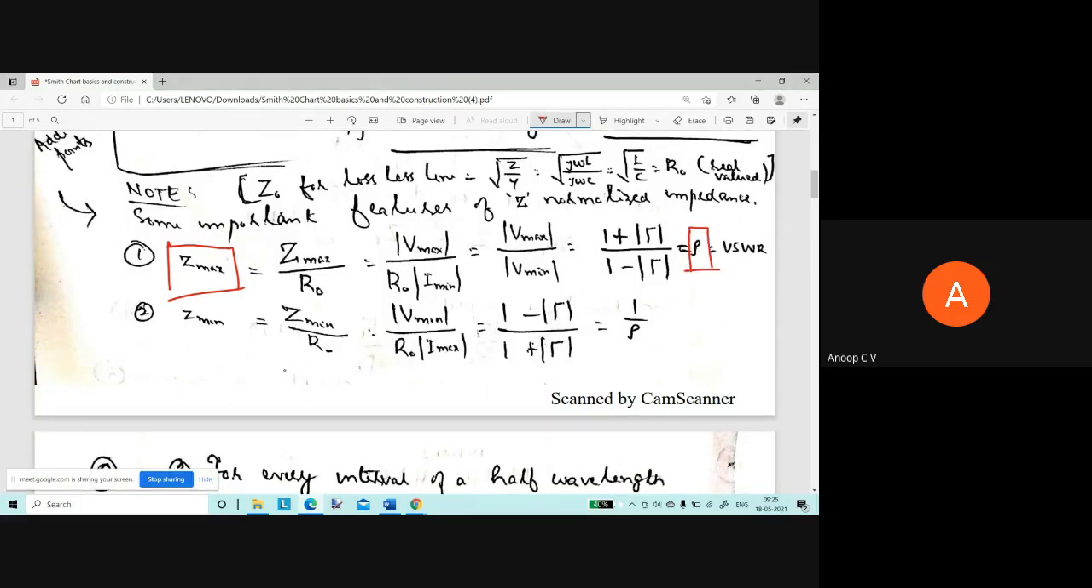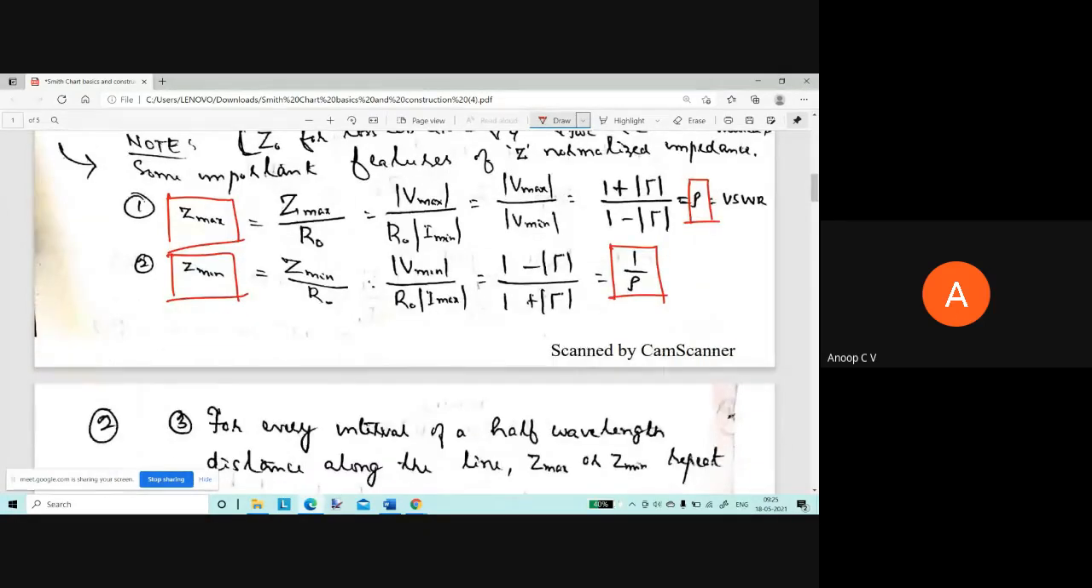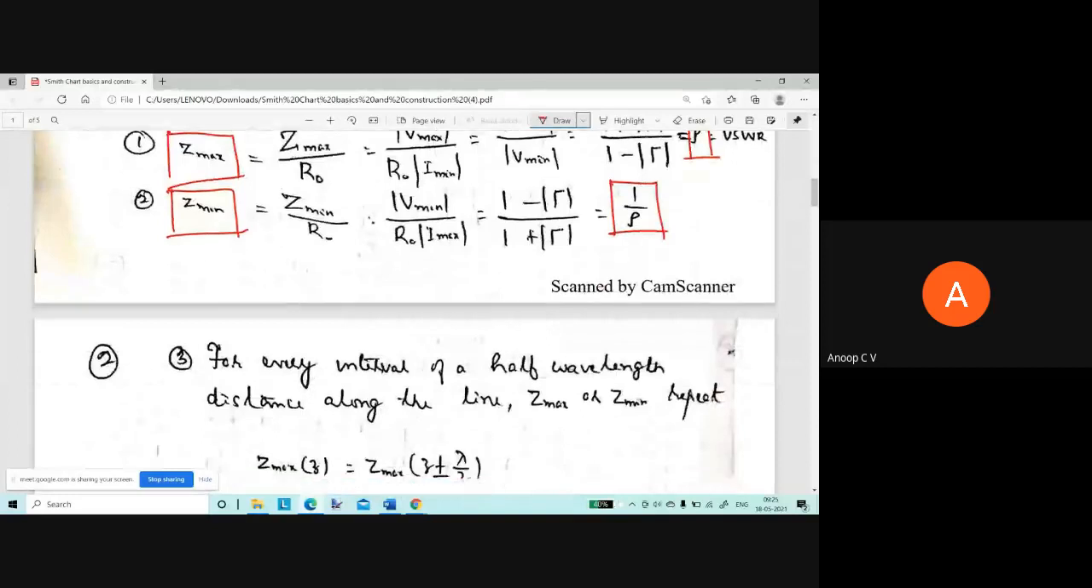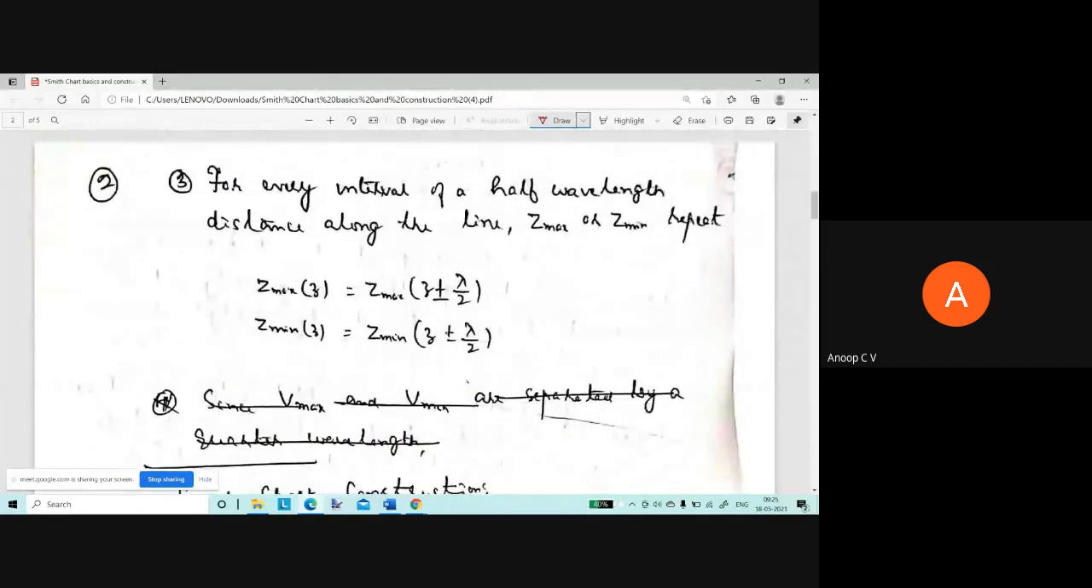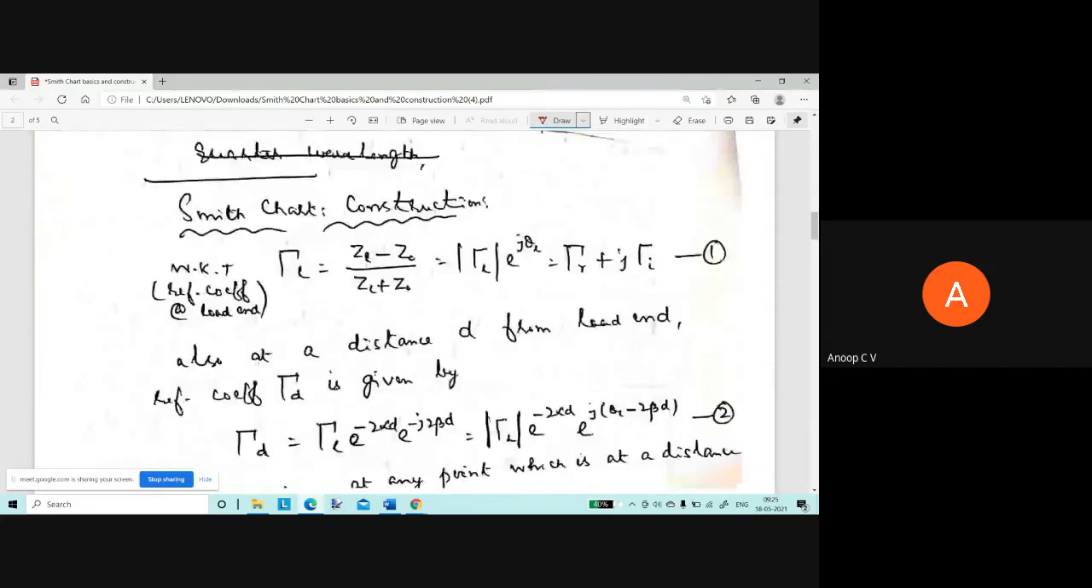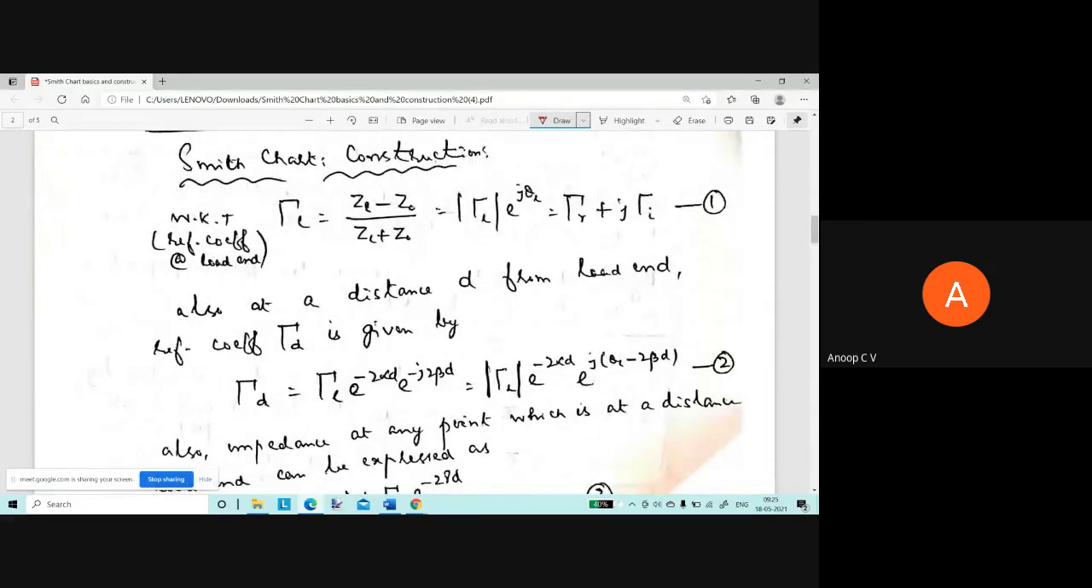Numerically equal to VSWR. The minimum value of normalized impedance will be equal to the reciprocal of VSWR. So these are the ideas we'll use in the Smith chart. And we have seen that every lambda by 2, it will repeat. Those things we have seen. Now we'll straight away start with the construction of the Smith chart.